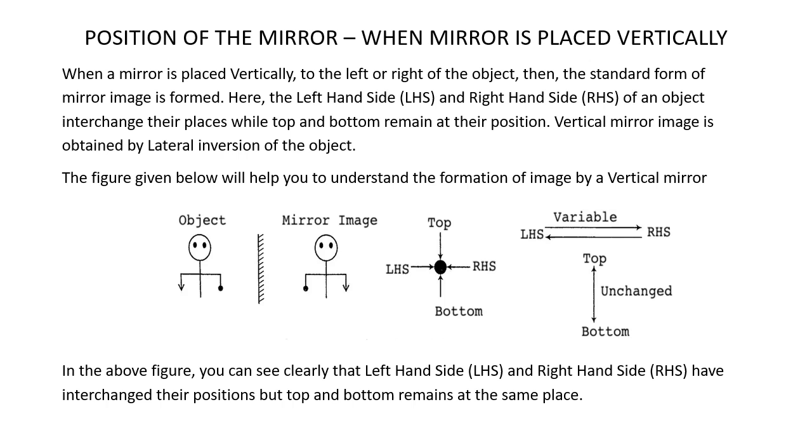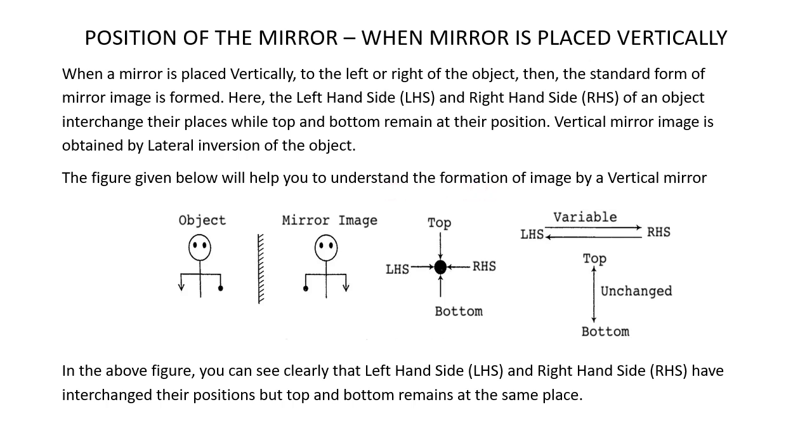Let's now understand what type of mirror image is formed when the mirror is placed vertically. Now, when a mirror is placed vertically to the left or right of the object, then the standard form of mirror image is formed. Here, the left-hand side and the right-hand side of an object interchange their places while the top and the bottom remain at their position. Vertical mirror image is obtained by the lateral inversion of the object.